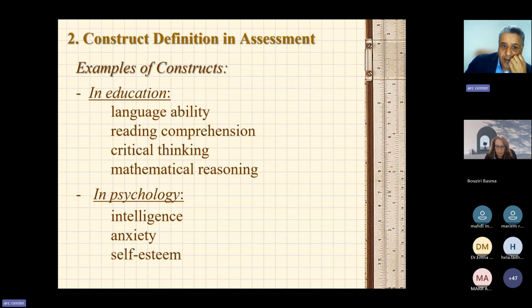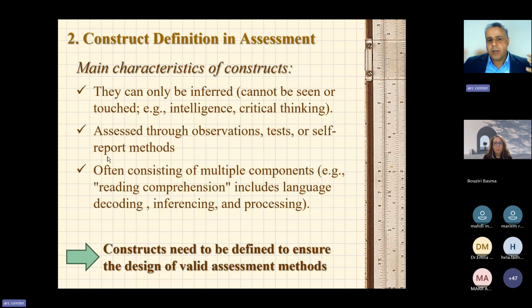What are the major characteristics of a construct? Constructs can only be inferred, as I said. They cannot be seen or touched. Intelligence, can you see intelligence? Can you observe intelligence? Like all in psychology, we call them, in a more technical way, psychological attributes, like knowledge or ability to use a specific language, like intelligence, like critical thinking, like reading, like speaking.